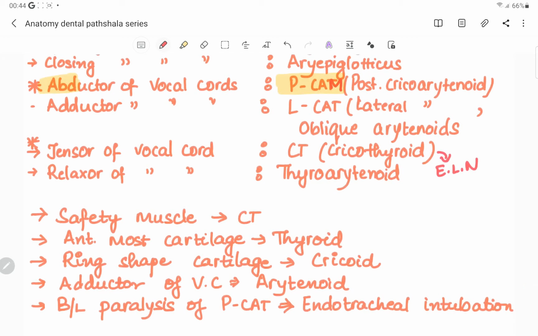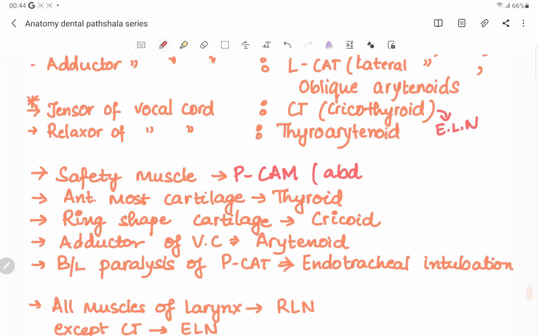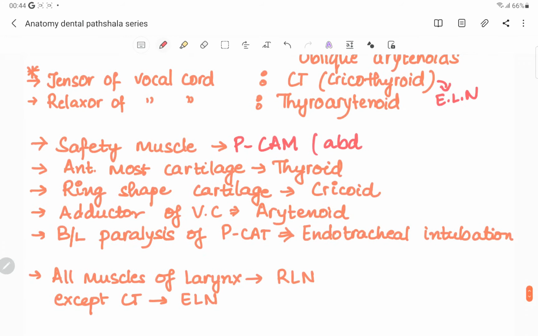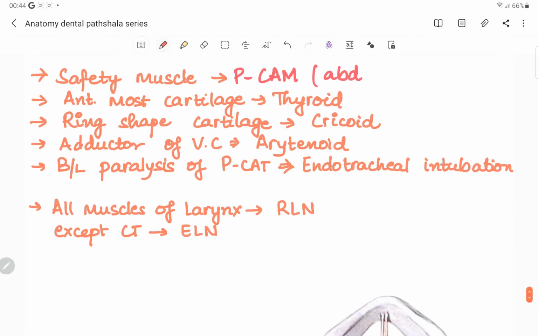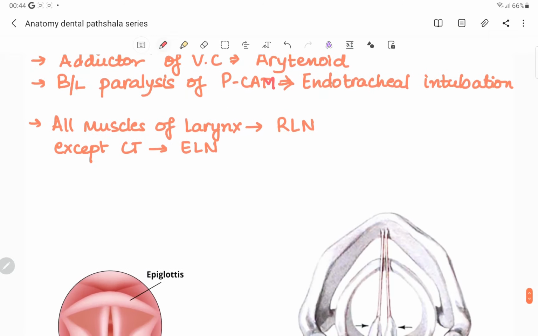So the safety muscle, guys, is the PCA muscle, which is the posterior cricoarytenoid muscle, because it is going to abduct the vocal cord. The most anterior cartilage is the thyroid cartilage. The signet ring shaped cartilage is the cricoid. The ADD adductors are the arytenoid muscles. And in case there is a bilateral paralysis of the posterior cricoarytenoid muscle, then we have to do the endotracheal intubation.